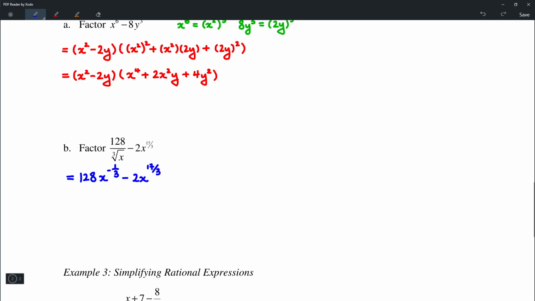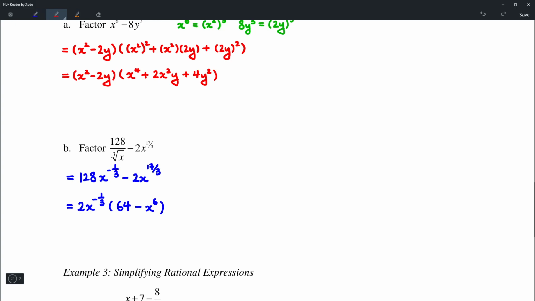So here what we're going to do is factor out 2 and also x to the negative 1/3 power. And what's going to be left over is 64, because 128 divided by 2. And then notice that the x term is just no longer there because we factored it out. And then the second part, the 2 is factored out. And then when we subtract 17/3 minus negative 1/3, we get 18/3, which is 6. So this actually is just x to the 6th power.